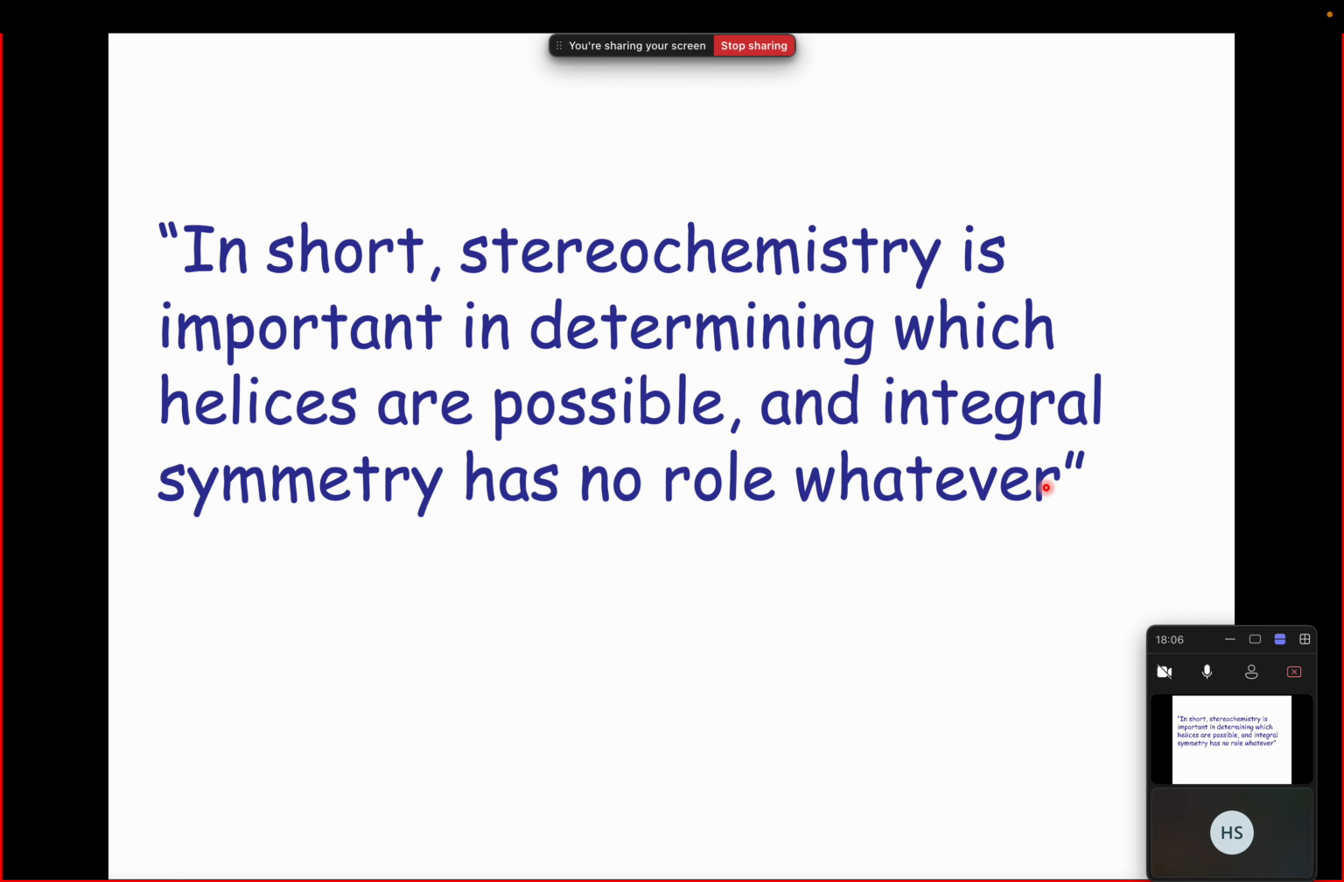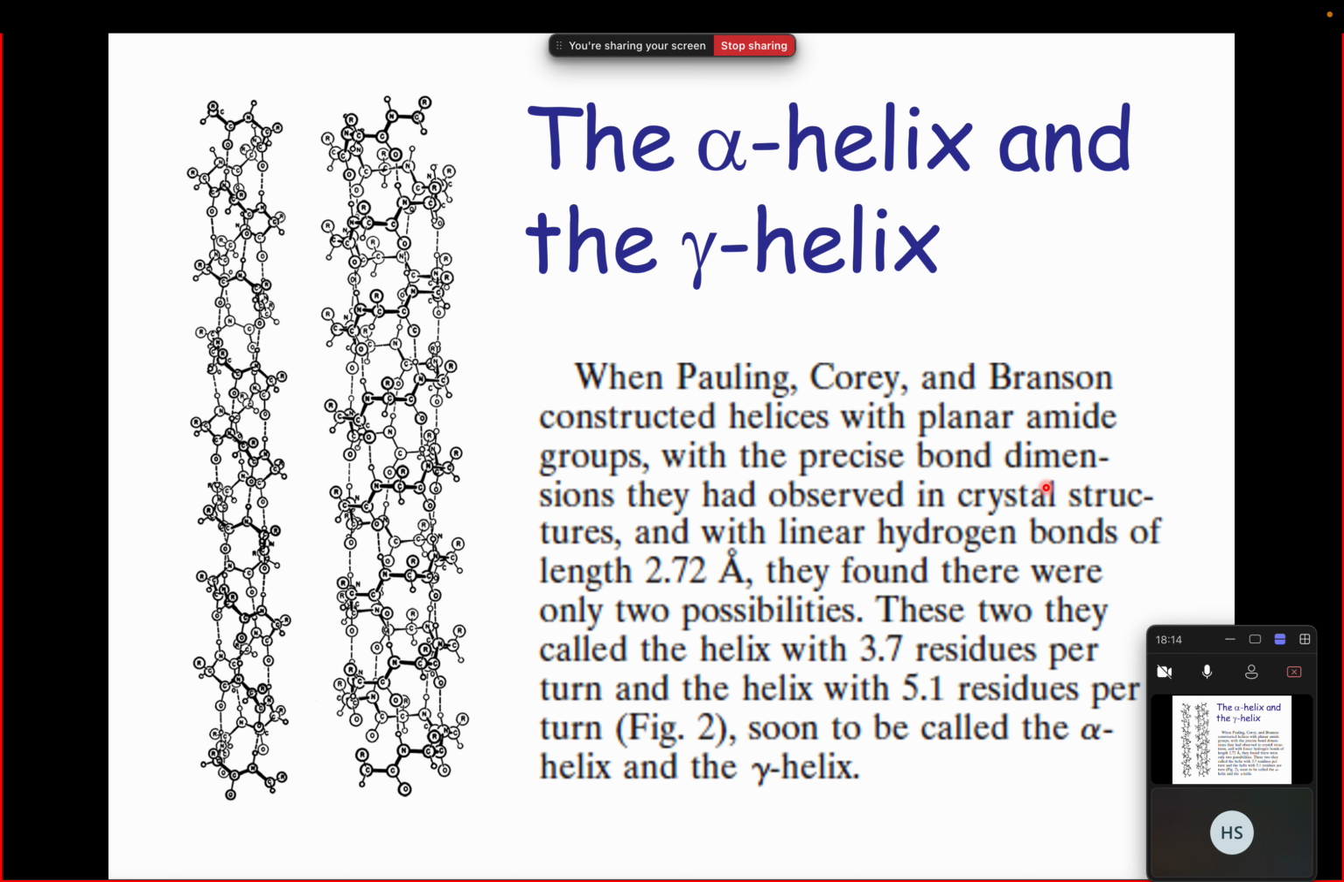So in short, stereochemistry is important in determining which helices are possible, and integral symmetry has no role whatsoever. Now if we talk about the alpha helix and gamma helix, when Pauling, Corey and Branson constructed helices with planar amide groups with the precise bond dimensions they had observed in crystal structures and with linear hydrogen bonds of length 2.72 angstrom, they found there were only two possibilities. These two they called the helix with 3.7 residues per turn and the helix with 5.1 residues per turn, soon to be called the alpha helix and gamma helix.